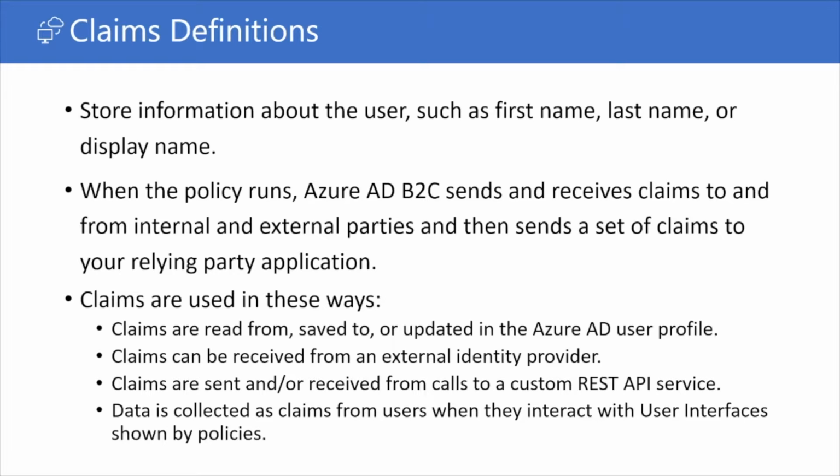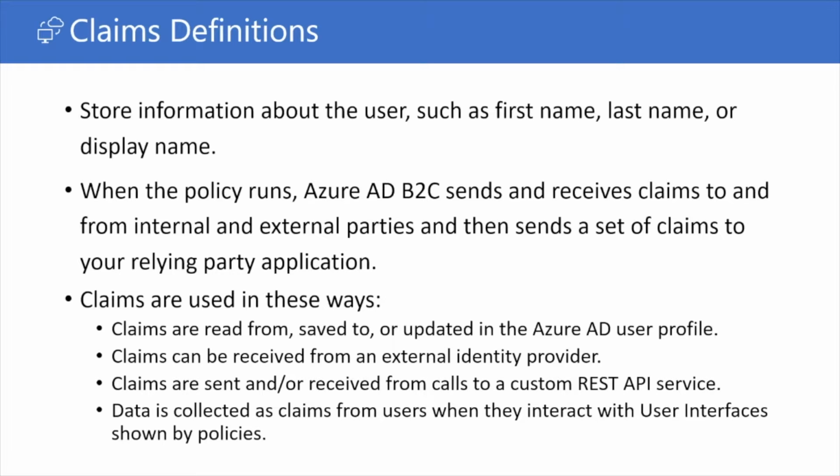Like a variable, it may need to be stored, and Azure AD B2C can store those variables. It's information about the user or the user's process through the policy. It can be their first name or last name or a name to be displayed. And Azure AD B2C will send claims and receive claims from internal and external parties that are part of those user journey steps. And ultimately, those claims or some subset of those claims is sent back to your application in the form of a token.